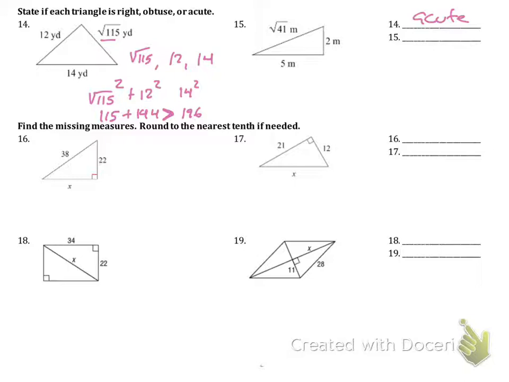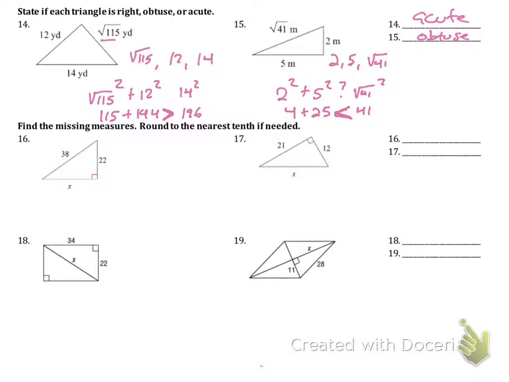So that's going to be the greatest one. So what we need to do is just order these to be 2, 5, and then square root of 41. So I would do 2 squared plus 5 squared, and then what is the relationship to the square root of 41 squared? So that would be 4 plus 25, and then 41. So 4 plus 25 is 29, so that would be less than 41. So that would mean it's obtuse.